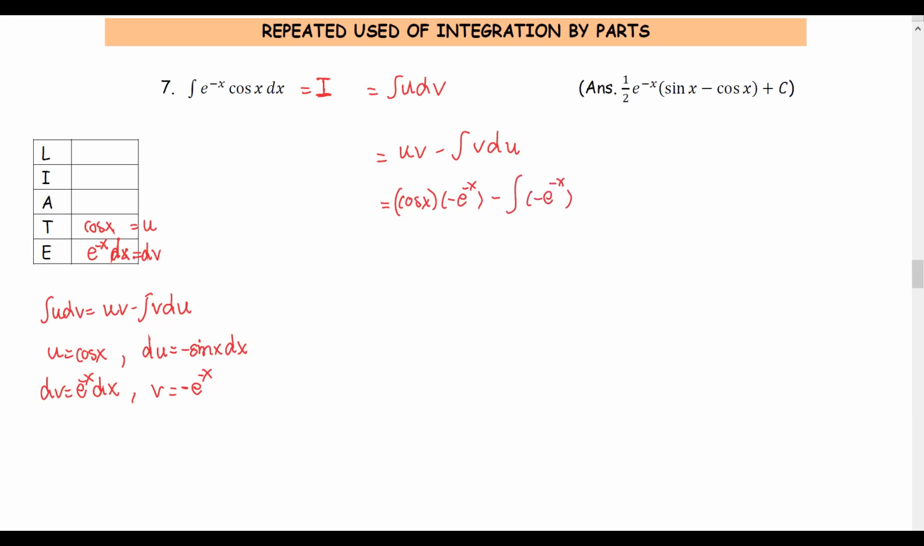du, sorry, the du is negative sine x dx. We write it in a better form. We have negative e to the negative x multiplied by cosine x. Three negative signs become negative integral e to the negative x sine x dx.